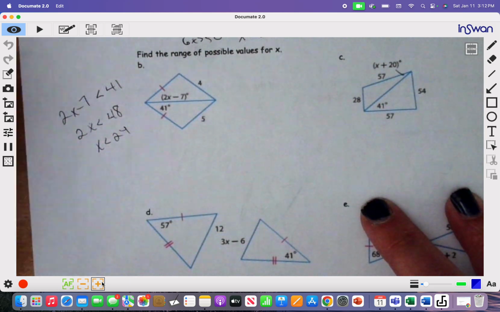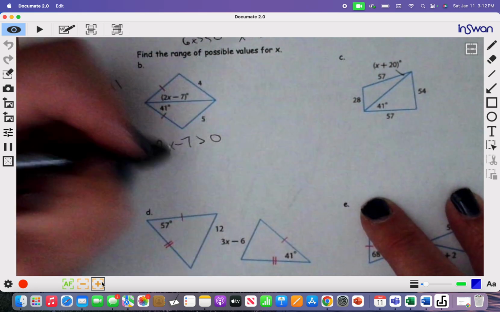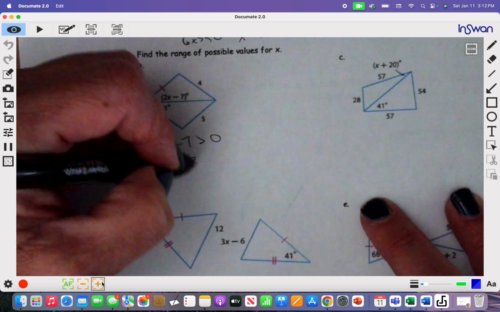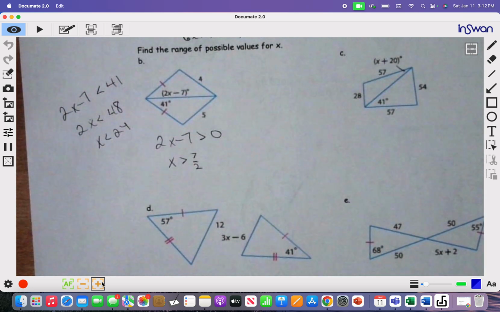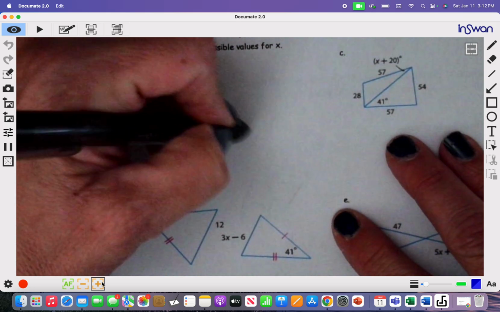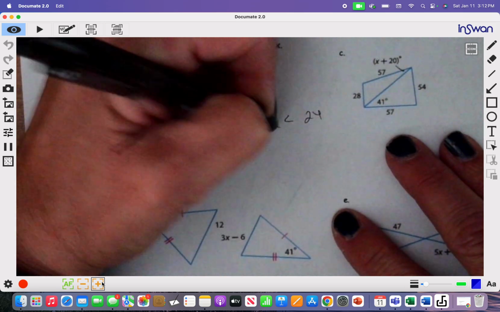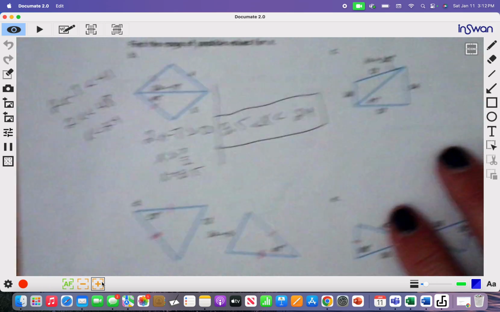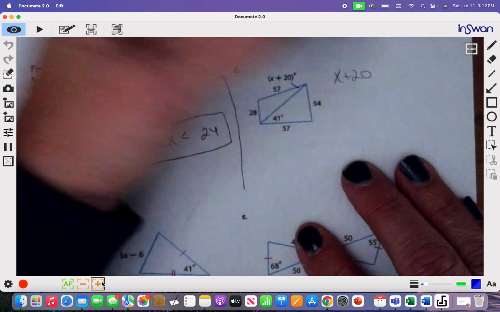Is there something that I can say that this also has to be greater than? Well, it has to be greater than 0 because that's the smallest angle that I could have. So 2x minus 7 is greater than 0. When I solve that, I get x is greater than 7 over 2. We can keep it as an improper fraction, or I'm sorry, a decimal, that's totally fine. 7 divided by 2 is 3.5. Either way, it's fine. So again, we're going to start with our smaller number, the 3.5, and our larger number, the 24, x, arrow, arrow. This is my answer.